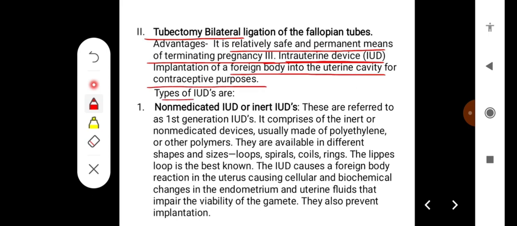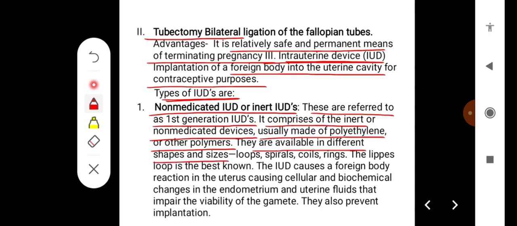contraception. There are different types of intrauterine devices, which can be non-medicated IUDs or inert IUDs. These are referred to as the first generation of IUDs. They comprise inert or non-medicated devices usually made up of polyethylene or other polymers. They are available in different sizes and shapes. They can be loops, spirals, coils, or rings. The Lippes loop is the best known.